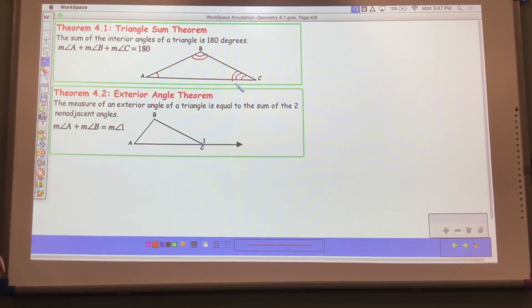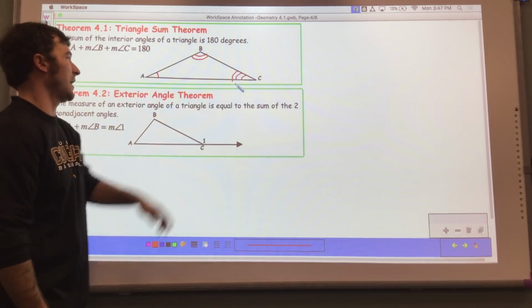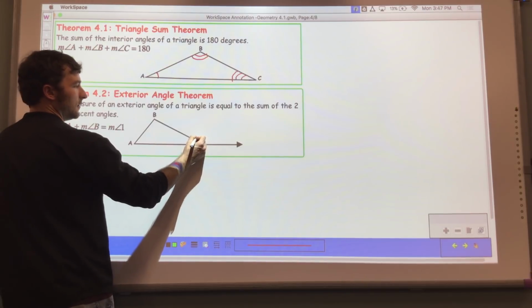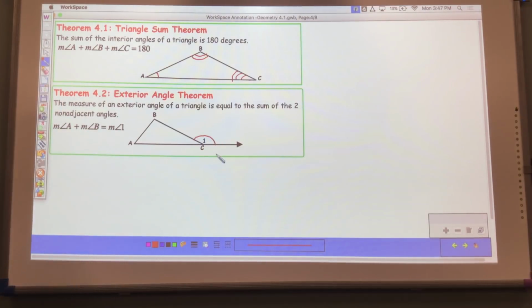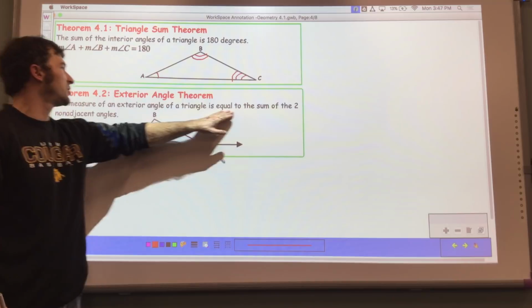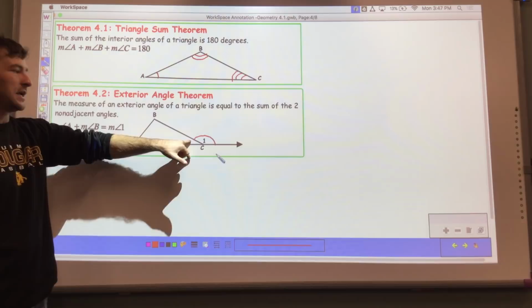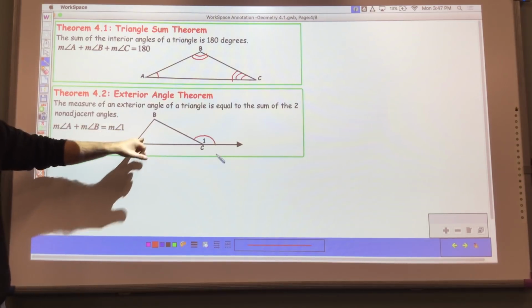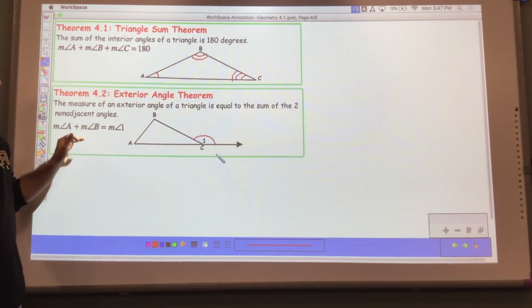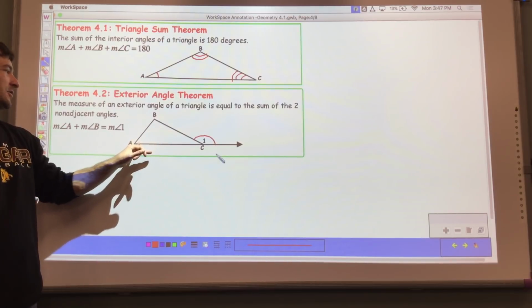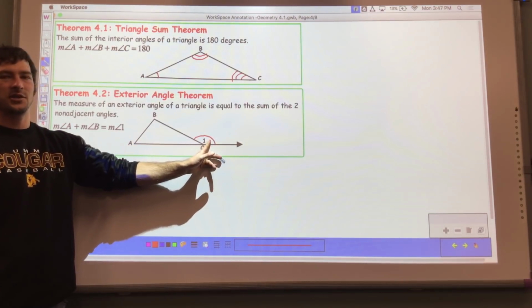Next is your exterior angle theorem. So this says the measure of an exterior angle, so that angle is angle 1, is equal to the sum of the two non-adjacent angles. So this would be your adjacent angle. These two are the non-adjacent. So we say that measure of B plus measure of A is going to be equal to that exterior angle, that angle 1.